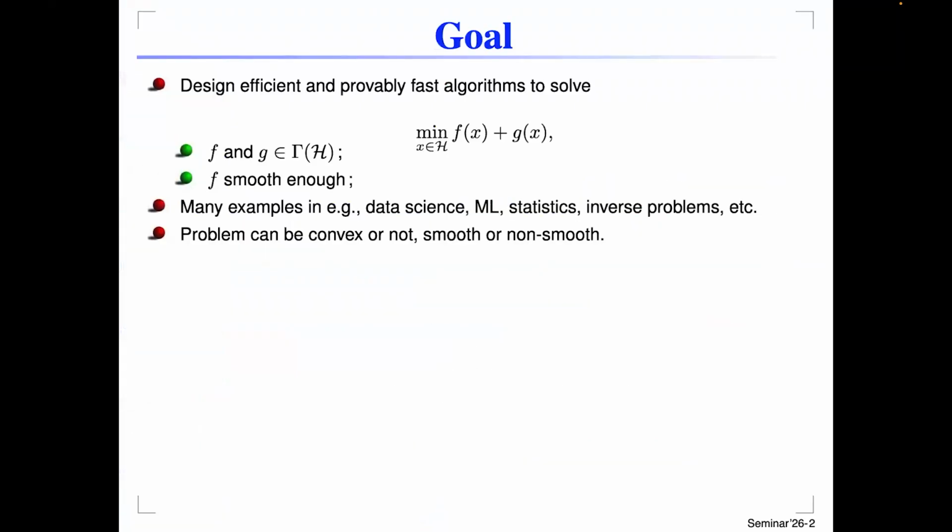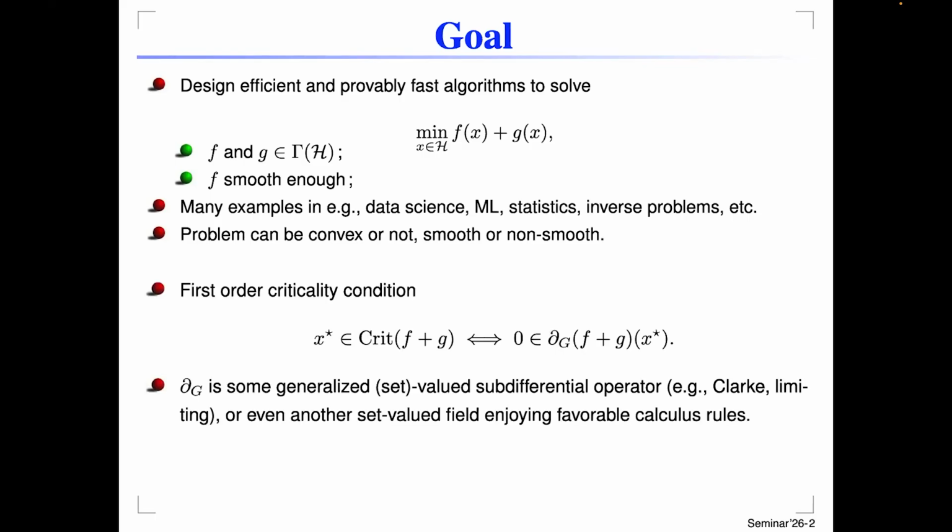Okay, so what's the goal? The goal here is typically to design efficient and probably fast convergence algorithms to solve these kind of problems. So we are in Hilbert space H. We try to minimize the sum of two functions, f and g, and both functions typically are proper, lower semicontinuous. F has some extra smoothness, and we have many examples that come from data science, machine learning, statistics, inverse problems, etc. I'm going to go through one application in particular later on. And of course, these problems can be convex or not, smooth or non-smooth, etc.